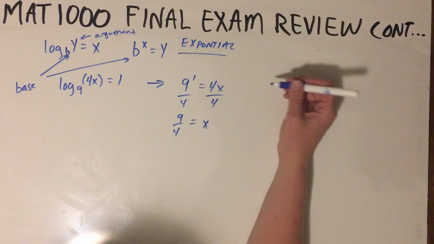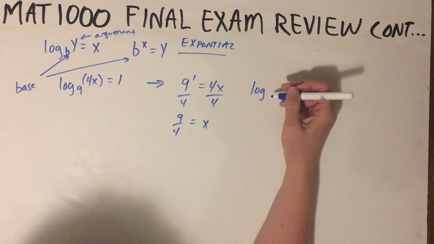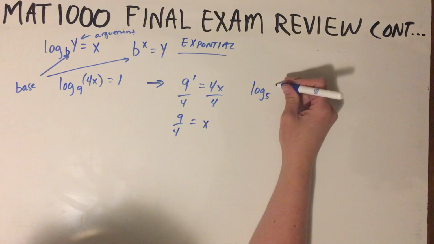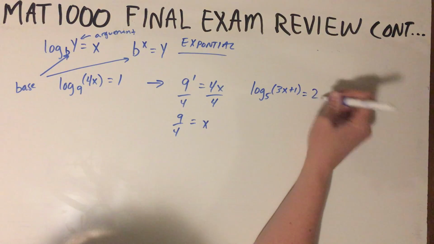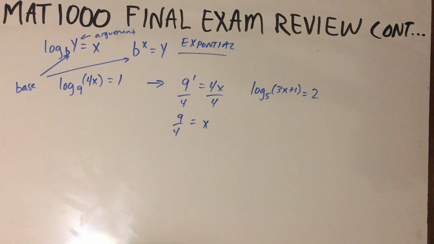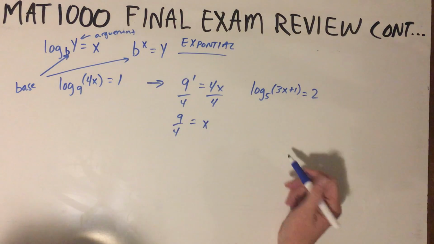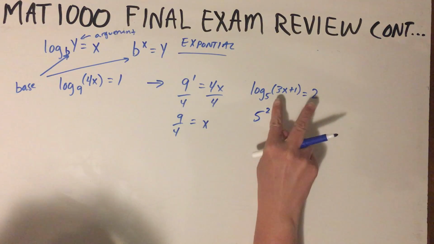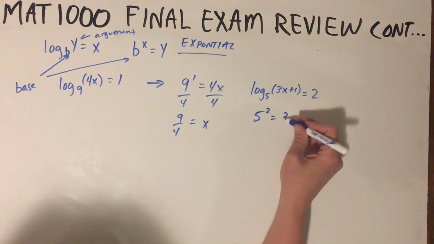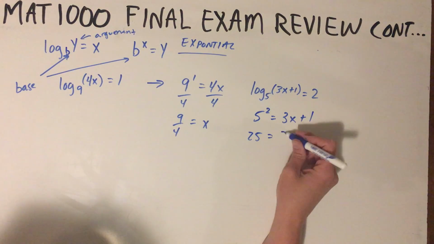Let's say that I have log base 5, and the argument here is going to be 3x plus 1, and that is going to be equal to 2. Well, I want to solve this, but with the log in there, that's not going to do me any good. I can get rid of the log by writing this in exponential form. The base, again, is always the base. So 5 squared, because I'm going to swap these two, is going to be equal to 3x plus 1. Not too bad. Well, 5 squared is 25, and I know how to solve this equation.